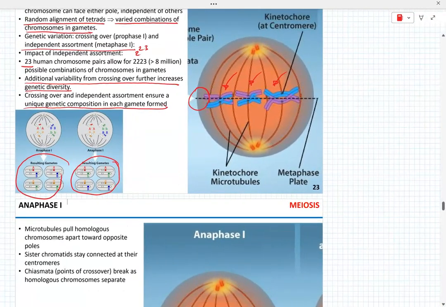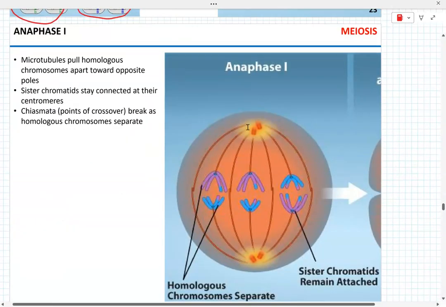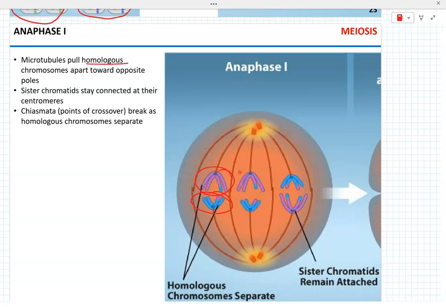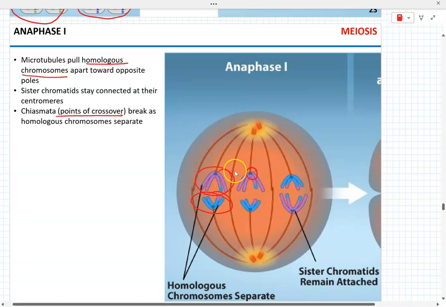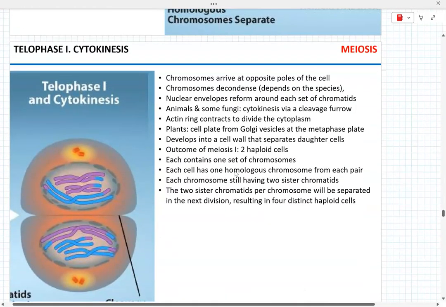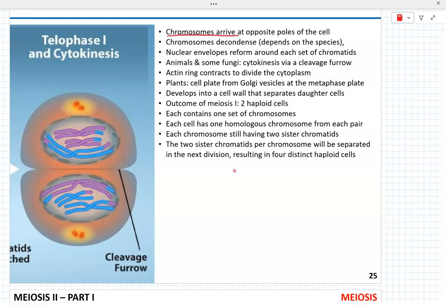Now, anaphase is pretty straightforward. During anaphase, the microtubules pull the homologous chromosomes apart towards the opposite poles, but the chromatids stay connected at the centromeres. Chiasmata, the points of crossover, break when chromosomes separate, obviously. In telophase, chromosomes arrive at opposite cell poles, decondense, and nuclear envelope forms around the set of chromatids.